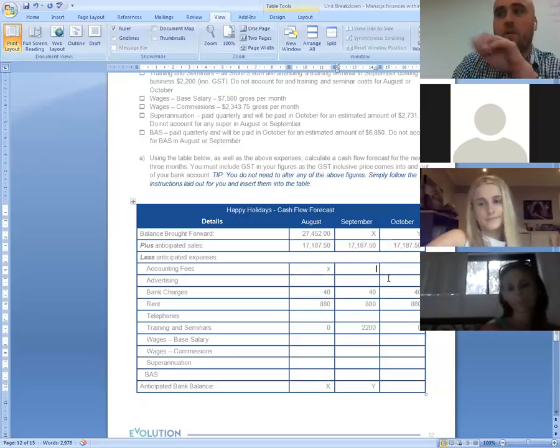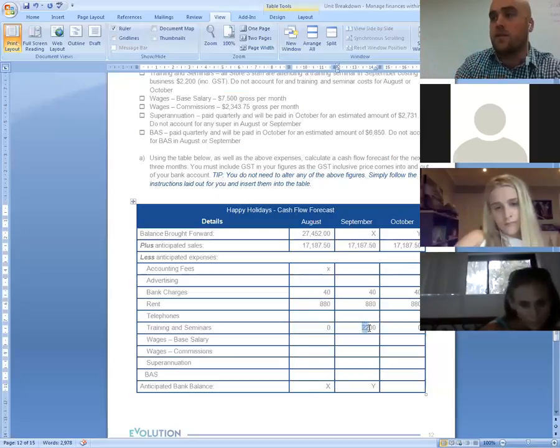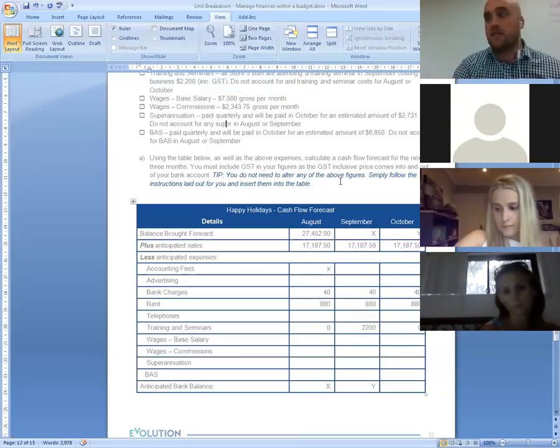Perfect. The problem I find here, just being careful with some of these figures, especially the ones that only occur in 1 month. A lot of students tend to put this in the wrong spot, or they'll put 2,200 in each month. Just make sure you take your time reading through this, and then check your figures too.